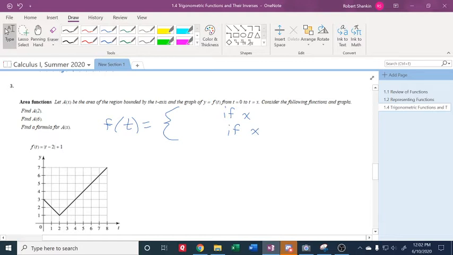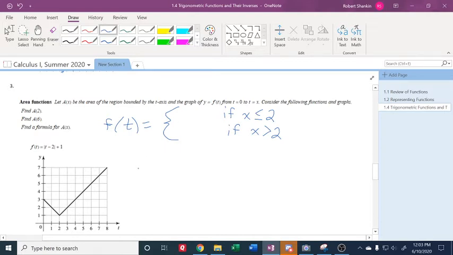Alright, so on the accumulated area function, what's true about the first one is, if x is less than or equal to 2, then we're in the left half, which is just the line that's going downhill from left to right. If x is greater than 2, then we're in the right half, which is the line going uphill from left to right.